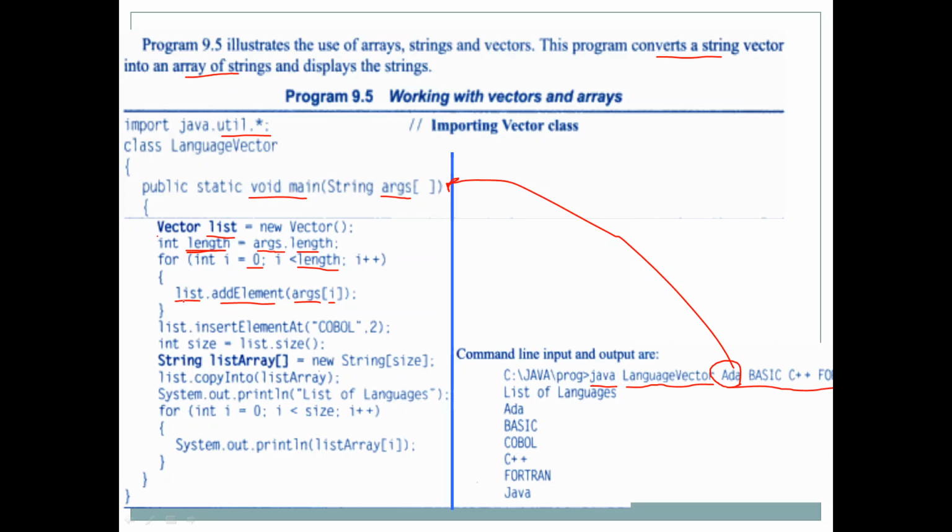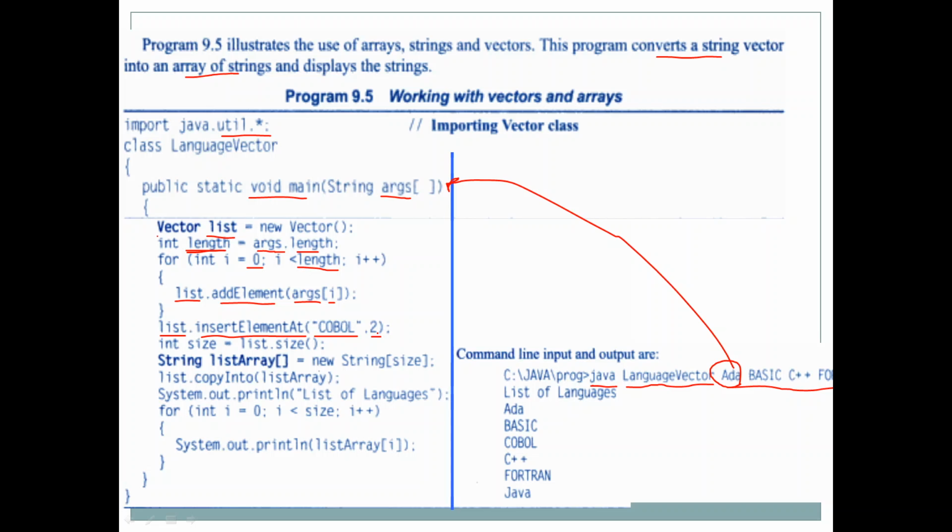Now after adding the elements to the vector, next you can see list, that is our vector name, dot insertElementAt. One more method of the Vector class we have used here. The method is insertElementAt. This method is also used to add an element to the vector, but we can add an element at any position. Here we have passed the value COBOL, and the position where we want to add the item is position 2.